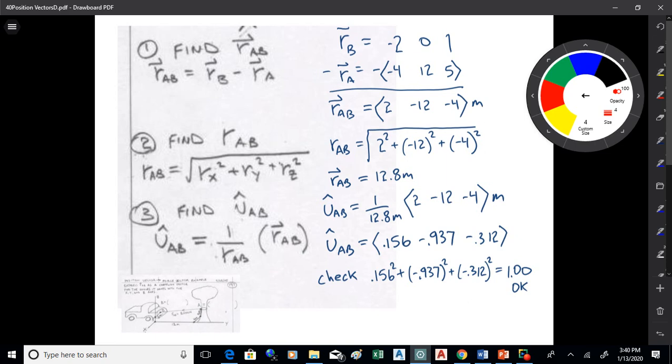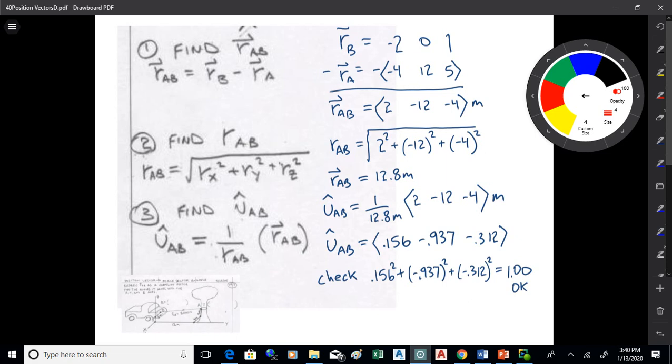So that unit vector is 0.156, -0.937, -0.312. It points in the same direction and has the same XYZ proportions as the R_AB. It's just now it has a magnitude of 1. So I think of that as being like a direction pointer. It points from A to B. Okay. And I checked that.